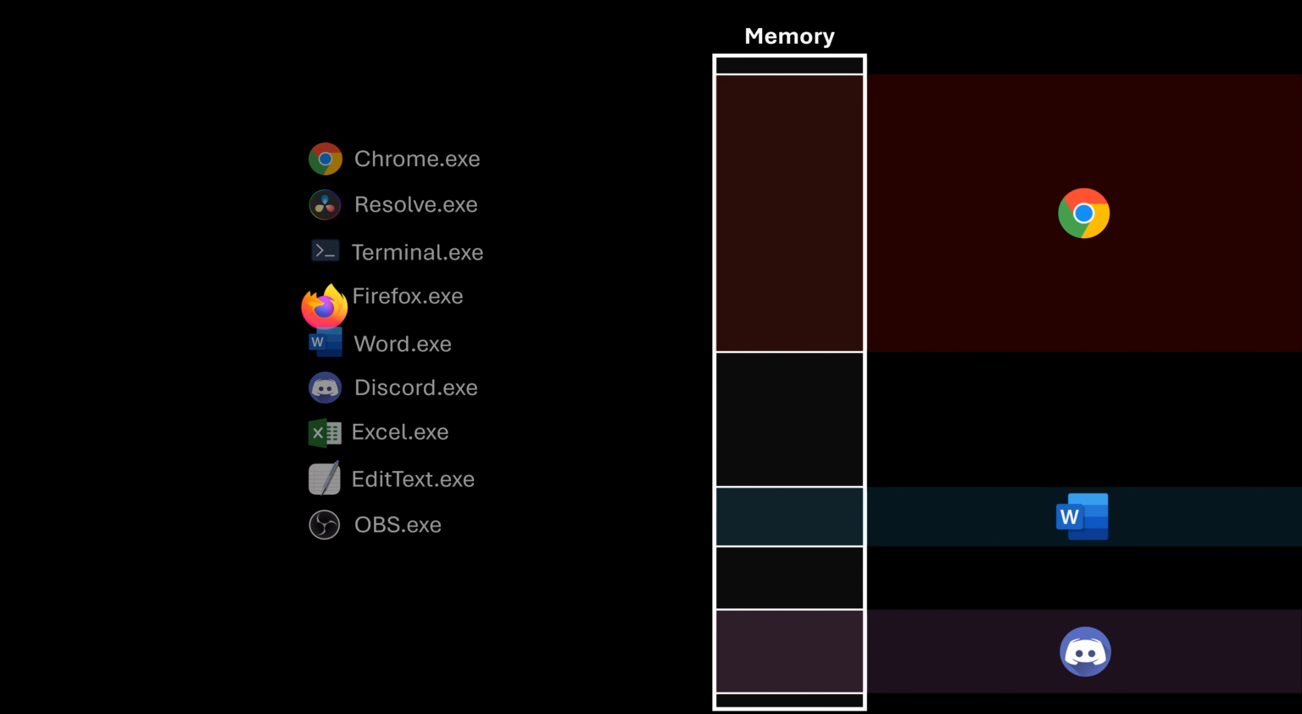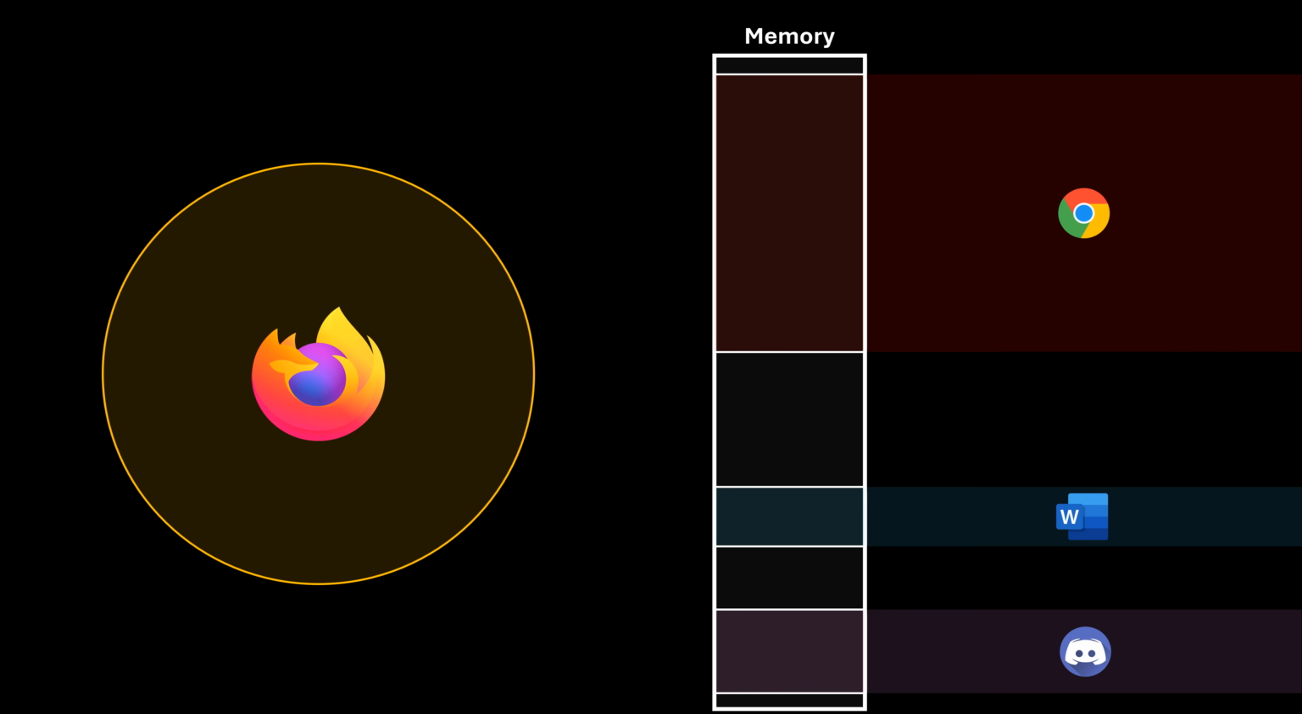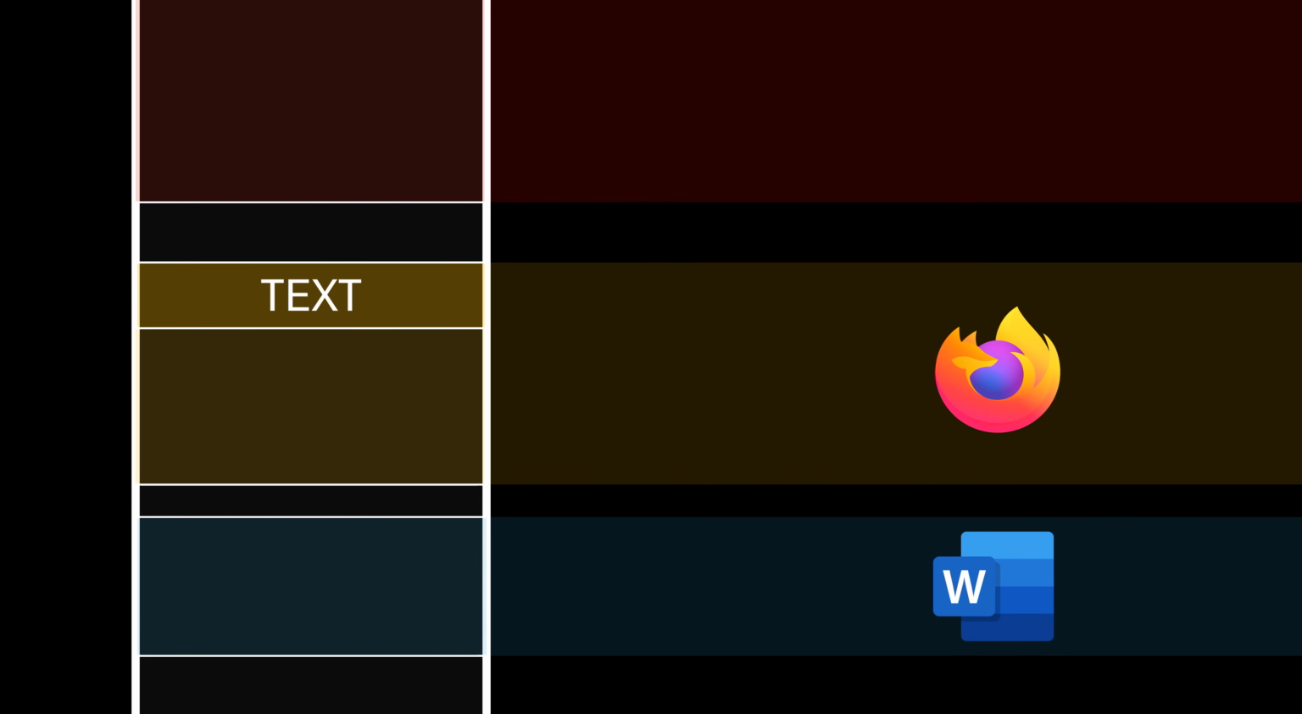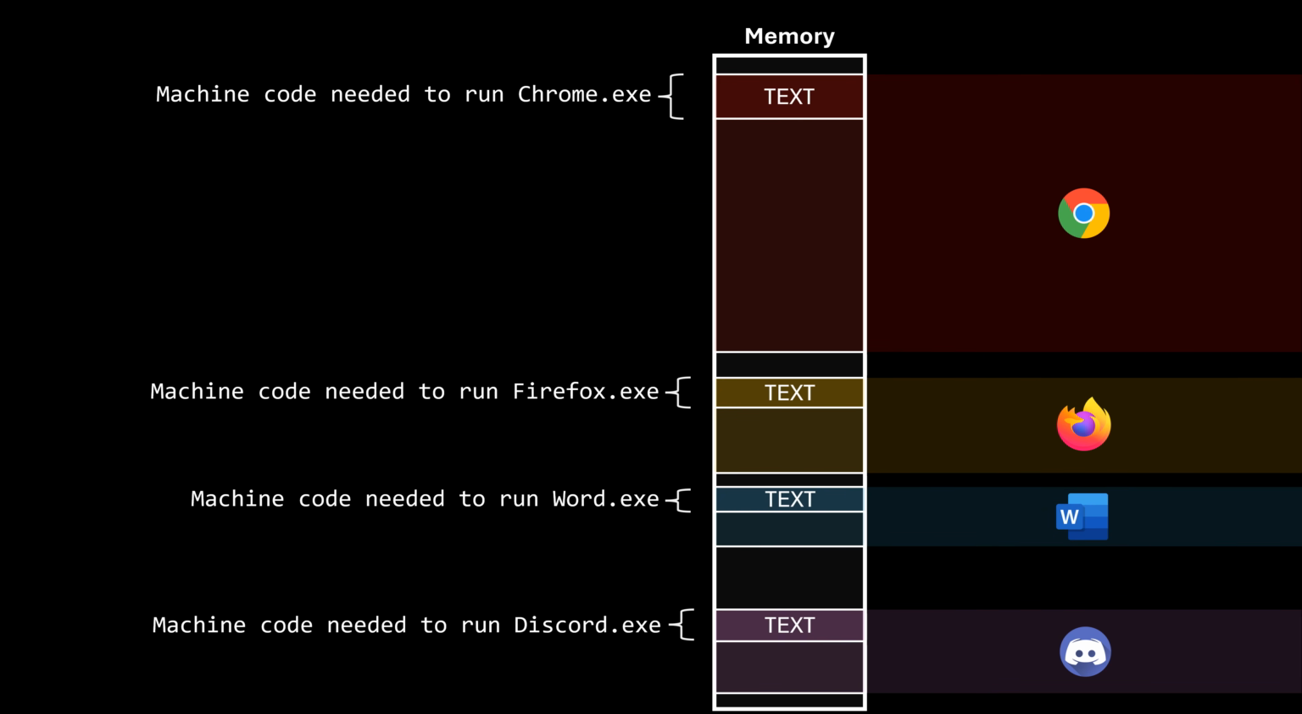When a program is executed, it becomes a process, and the operating system reserves a memory block for it. Within this block, there's a memory segment called the text section, which contains the executable code for the program. Each process has its own dedicated text section.